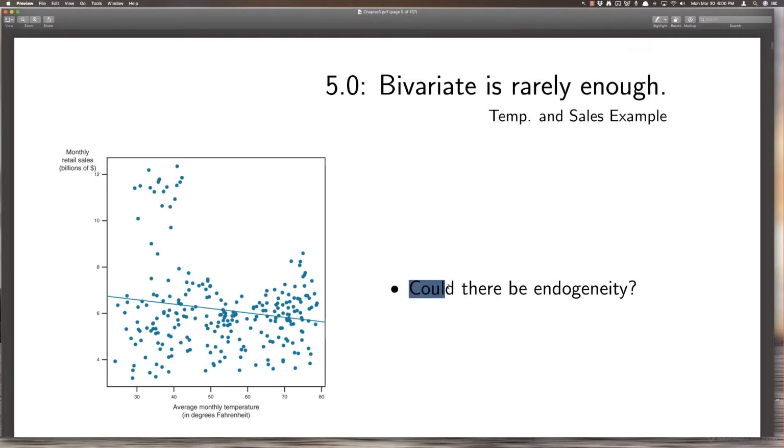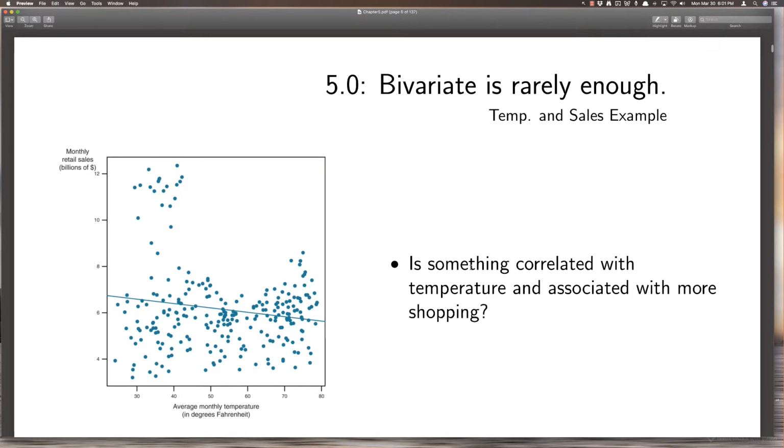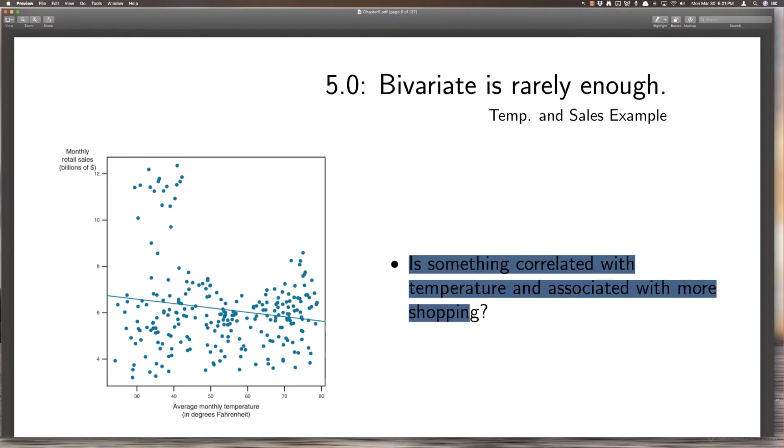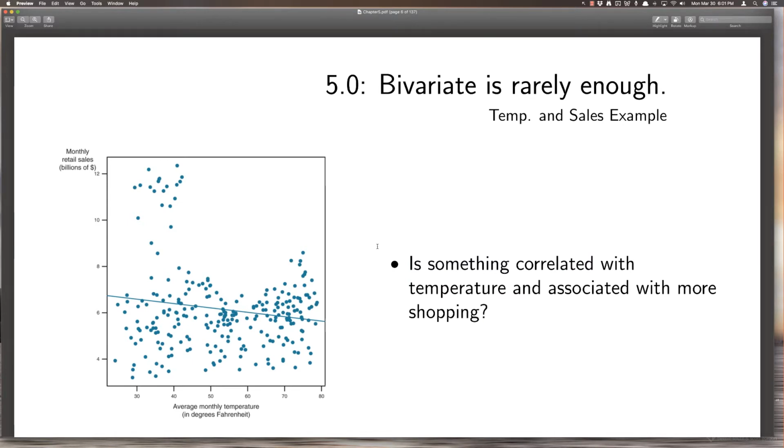But here is where the rubber's going to hit the road for us in this chapter. Could there be endogeneity? Could there be another variable correlated with both temperature and sales that could be affecting our results here? And if we leave it out, we would be biased, right? So that's what we're going to take a look at, and that's going to be our question. Well, it's been our question really since the beginning of the semester, but it's going to be our question going forward. Is there such a variable, and if so, what do we need to do about it?